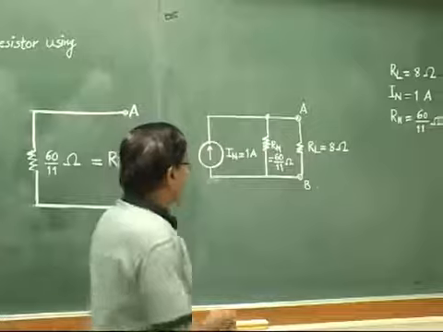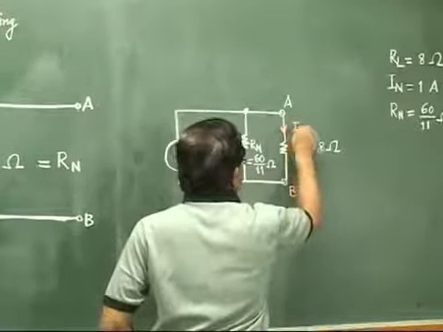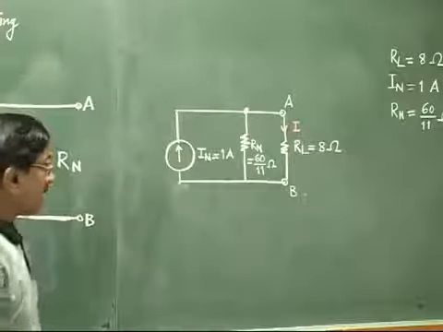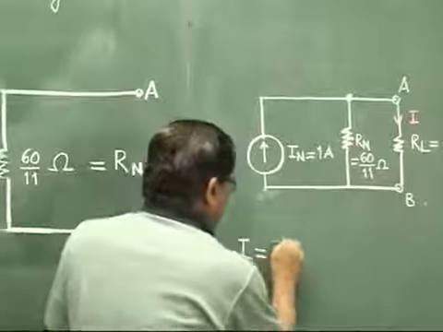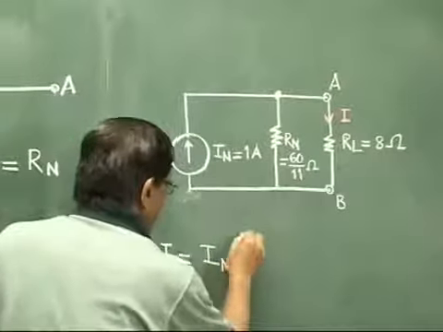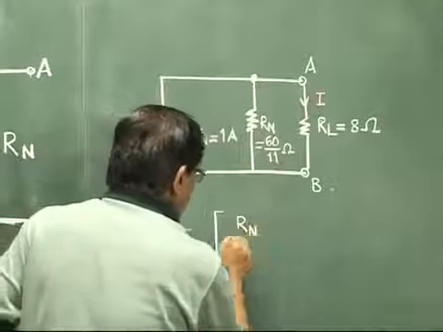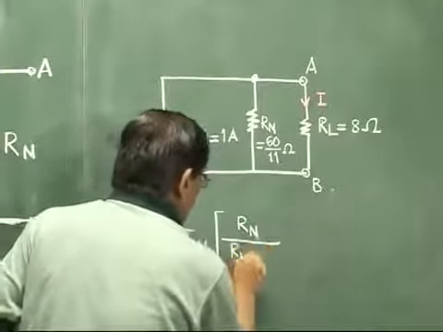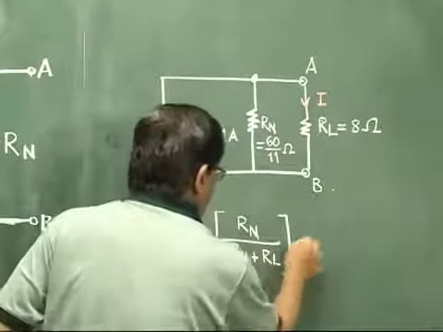Suppose we say that this current is I. And as we earlier discussed, what must be the value of I? I must be equal to the total current IN times Rn in the numerator, divided by the sum of the two, Rn plus RL. So let us just calculate it.